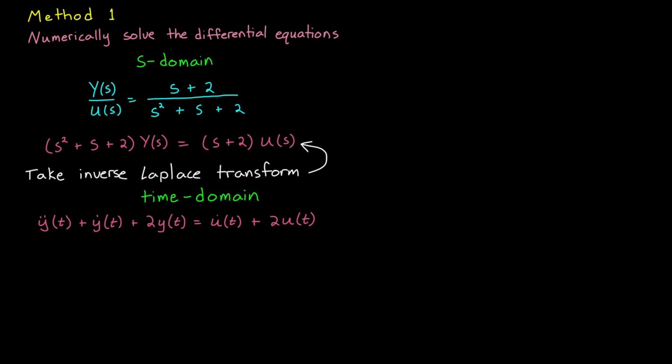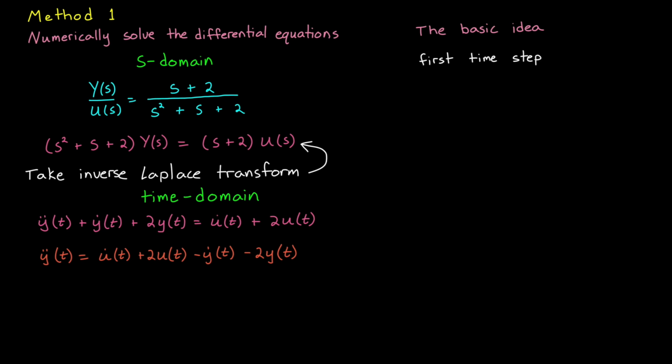can find an approximate solution numerically, and that's what we're going to do. To do this, we can rewrite the differential equation so that the highest derivative of the output is on the left side and the rest is on the right side. The basic idea for how we're going to approach this code is this. In the very first time step, we'll just solve for y double dot with our differential equation.